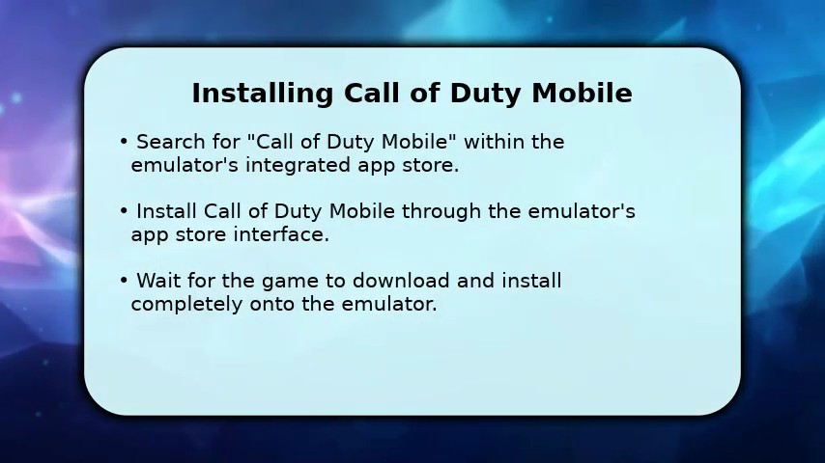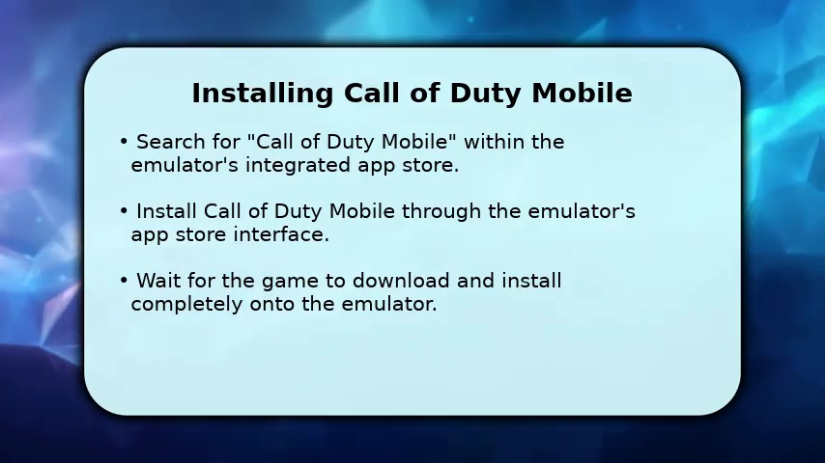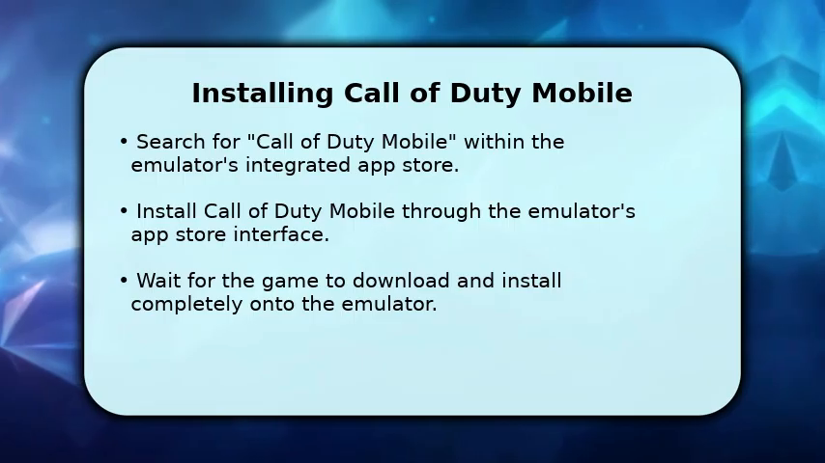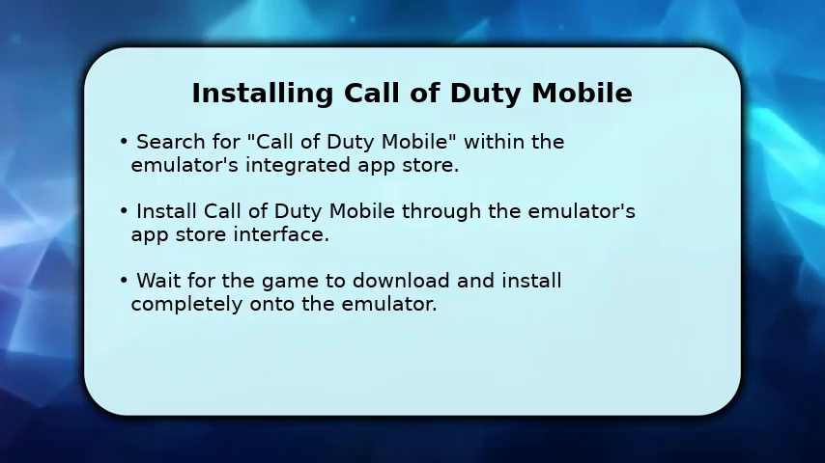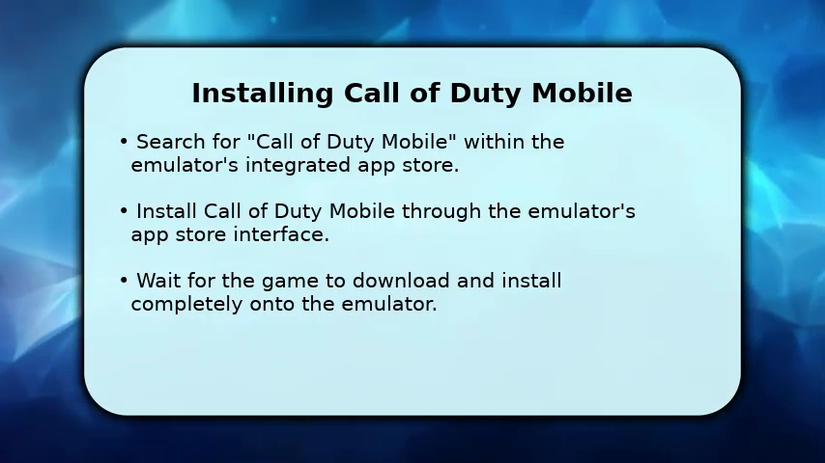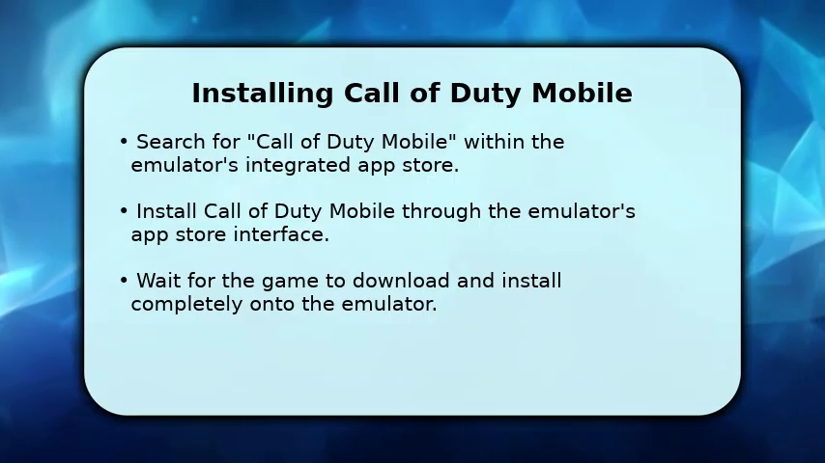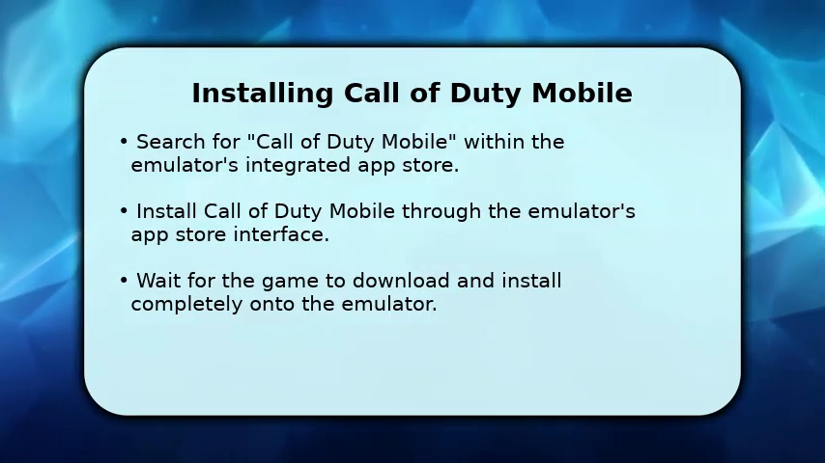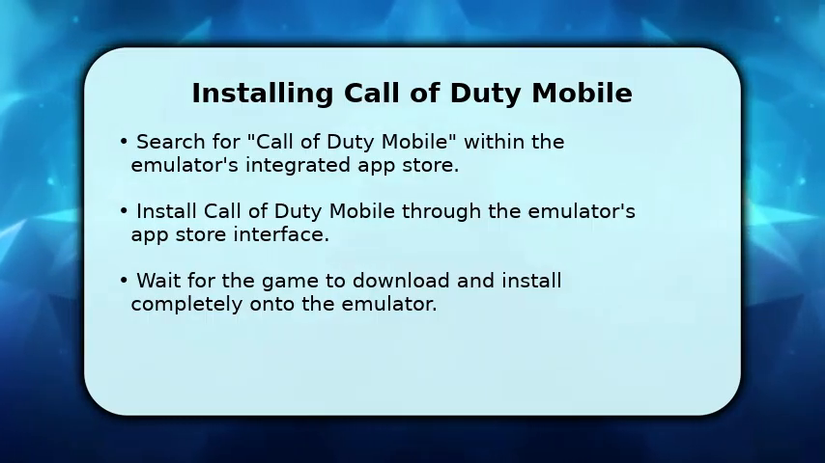Now that your emulator is ready, it is time to get the game. Search for Call of Duty Mobile within the emulator's App Store. Once you find it, proceed with the installation, which typically takes several minutes depending on your internet speed. After the game has fully downloaded and installed, you can launch Call of Duty Mobile directly from the emulator's home screen. Ensure your internet connection is stable for a smooth download and initial game launch.